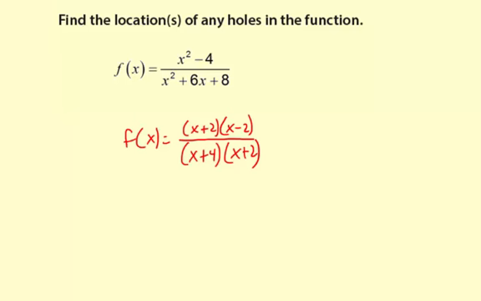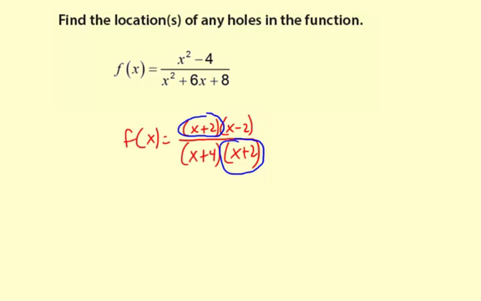Okay, now take a look. This x plus 2, these are in common in the numerator and denominator. There's one here. There's one here. So what that means is if you have an input of -2, you're going to end up getting 0 divided by 0 for this function, which is undefined.